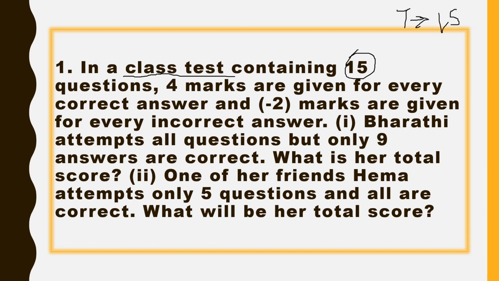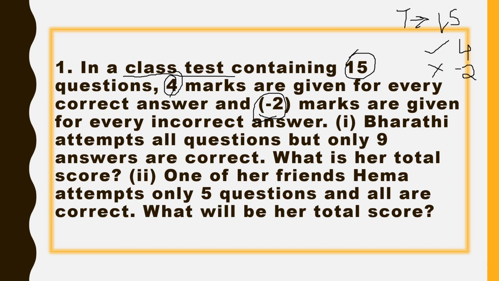4 marks are given for every correct answer. Means if you write an answer correctly, the teacher is going to give 4 marks for that answer. And minus 2 marks are taken away for every incorrect answer. Means if you write an answer wrong, she is going to put minus 2 marks for that answer. So what is the condition here?